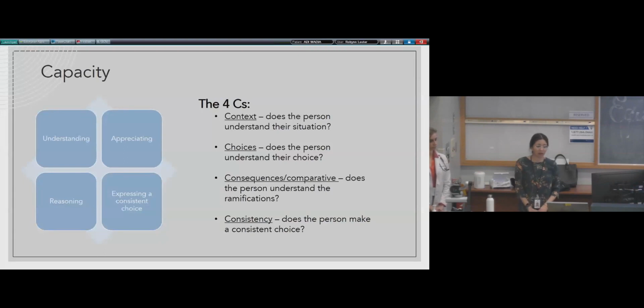And so the tool that we often use in our assessments is the 4C model. So appreciating if the patient understands the context of their situation, if they're able to weigh the choices, like whether they choose to go for surgery versus non-surgical management, and being able to then compare those potential consequences and then displaying consistency in that choice. So there's consistency both in a temporal sense, but also if there's internal consistency with what they're saying.